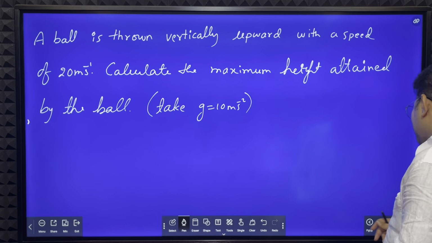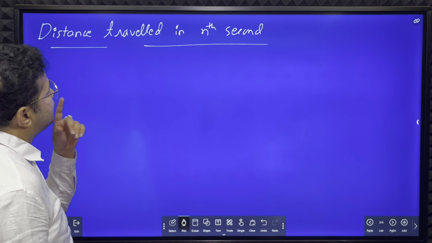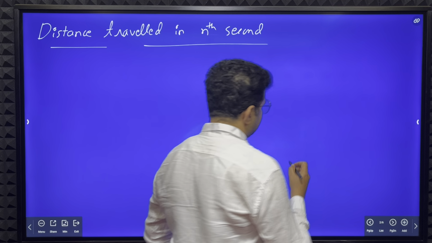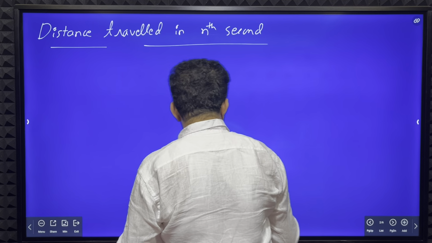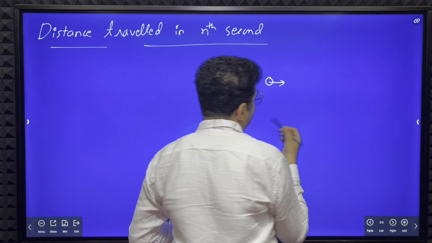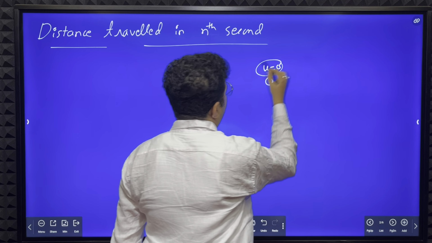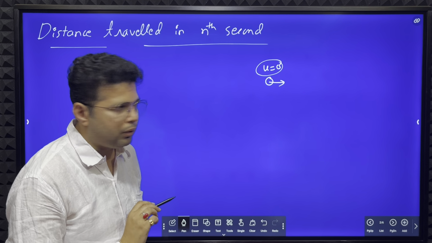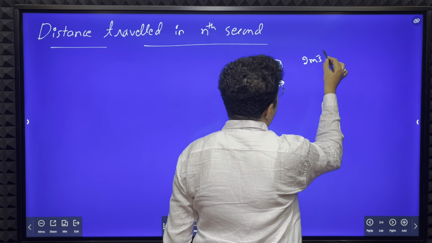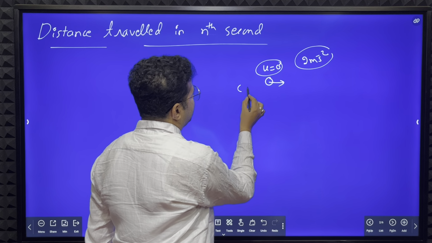Now today we are going to derive an expression for distance traveled by the body in nth second. First I'll give you an understanding. Say there is a body or a car, which starts from rest. So the car starts from rest, initial velocity is zero. Then it moves with a constant acceleration of 2 meter per second square.